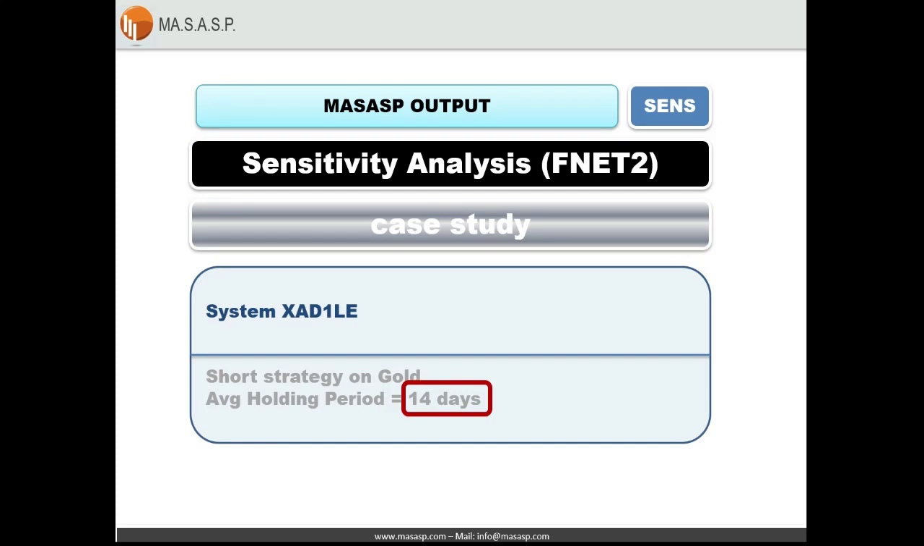Let's review a real-life example. We refer to the short strategy on gold. What matters here is that the average holding period of this strategy is 14 days. The longer the holding period, the bigger the sensitivity to time decay, regardless of the interest rate.